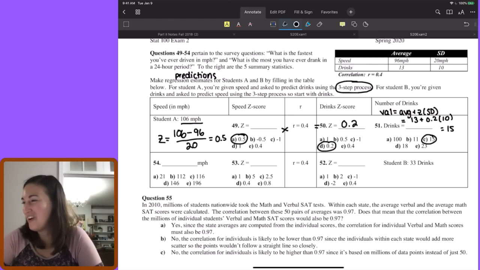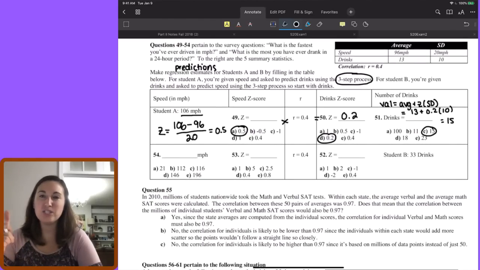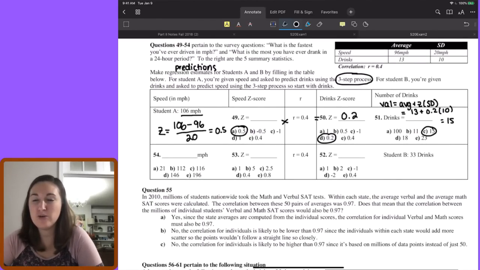Somebody said, what's the 3-step process again? That's just this, what we're doing right now. So basically convert to a z-score, multiply by r, and then convert back to an actual value. So it's one of the ways that we can make predictions using regression.